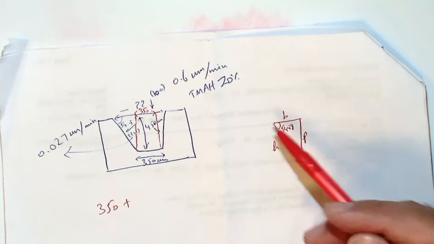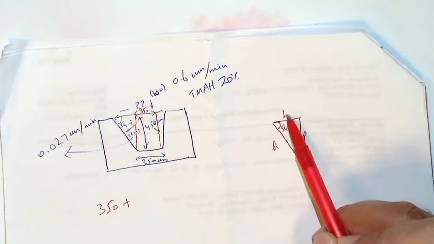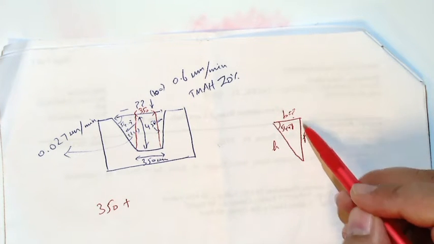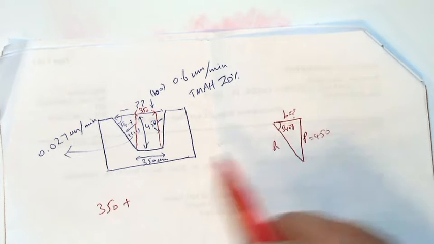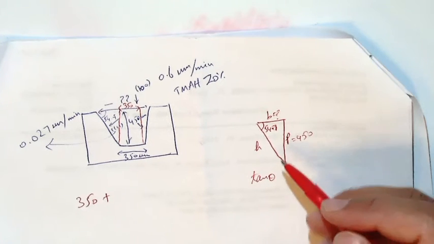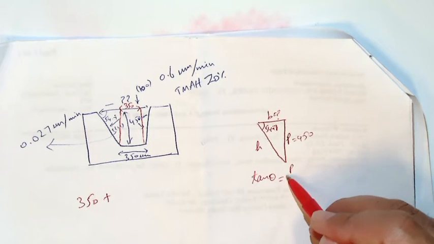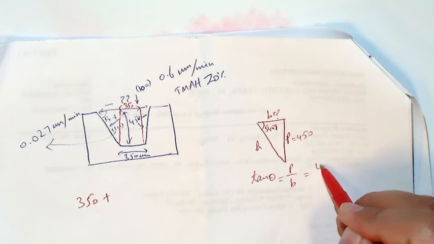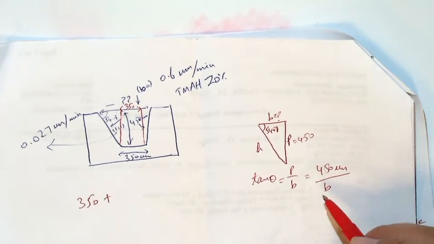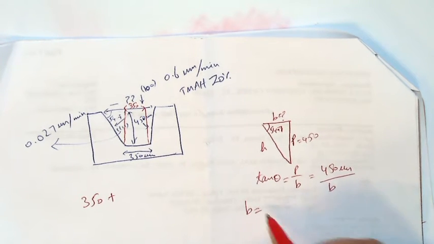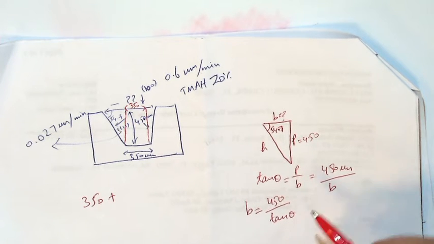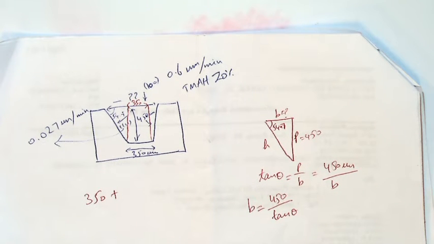The most straightforward is when we want to find this B, which is base, and we have a perpendicular which is given, which is 450 in this case, right? So we can just do tan theta is equal to perpendicular over base, right? That means 450 micrometer over base, which we want to find, and so it means we can write base is equal to 450 over tan theta, correct? So how much is the value for tan theta?